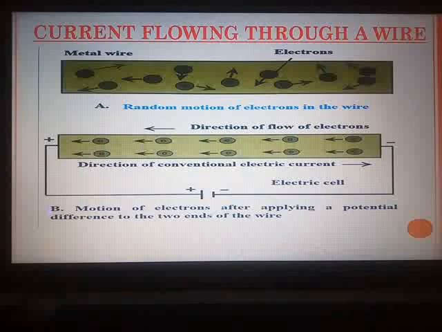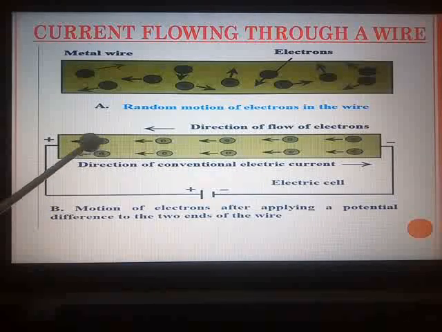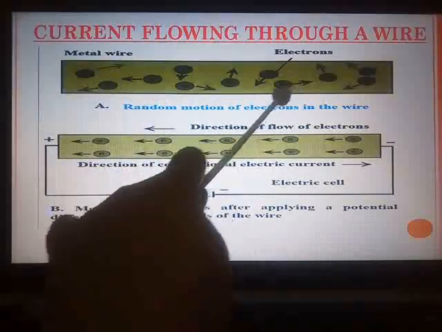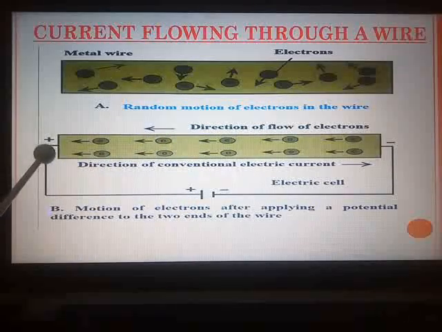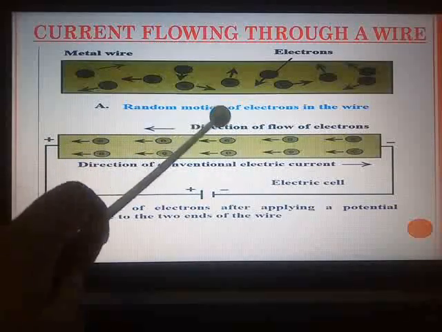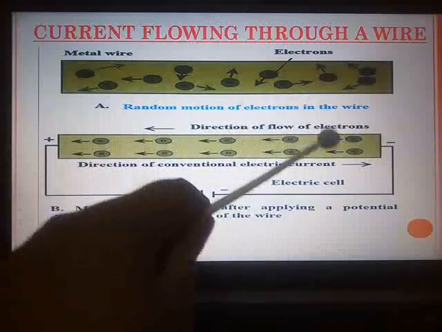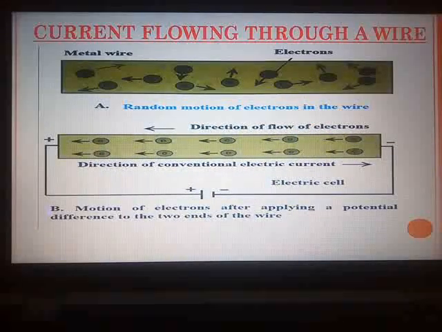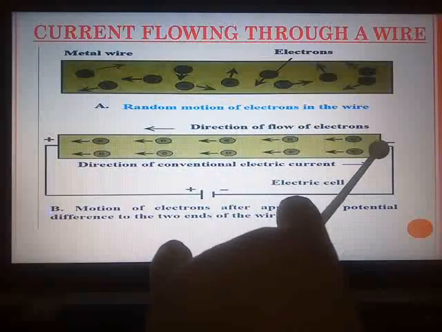And what happens when we connect the ends of the wire to the two terminals of a cell? See here, positive terminal and negative terminal. Immediately, what will happen? Electric force starts acting on the electrons. So these electrons which were in a state of random motion, when the ends of the wire are connected to the positive and negative terminals of the cell, being negatively charged, what will they do? They will start moving from the negative to the positive terminal of the cell.